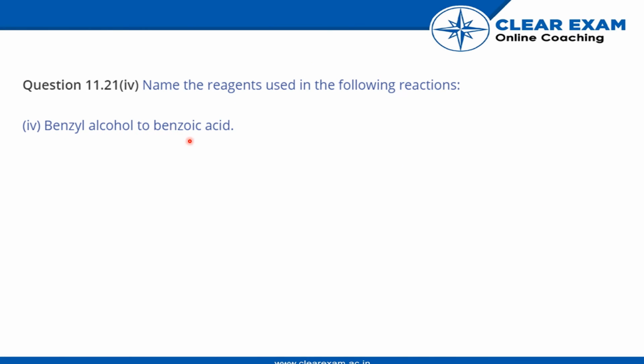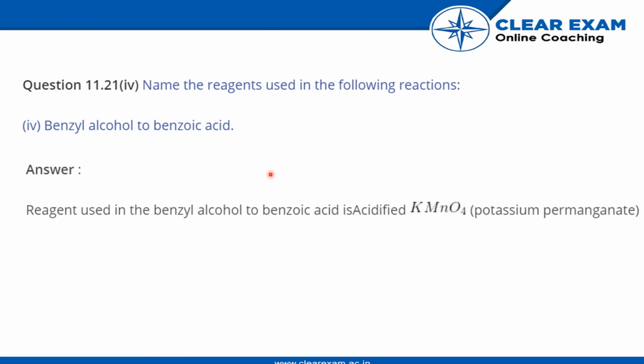Benzyl alcohol to benzoic acid. So again, as I said, it is a primary alcohol. So we need a strong oxidizing agent, which is acidified KMnO4.